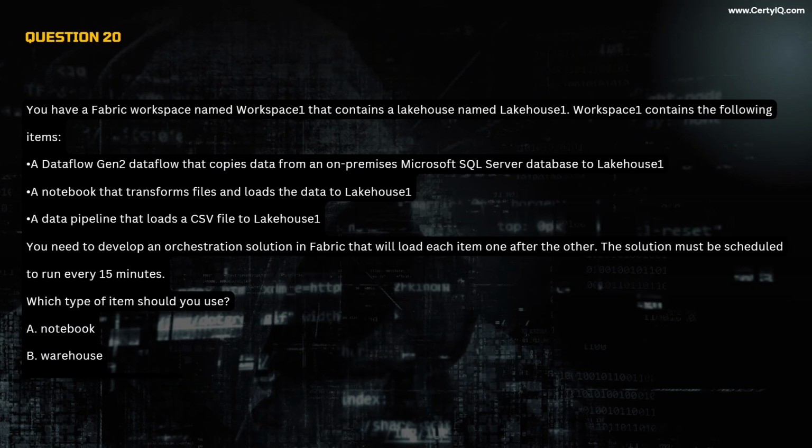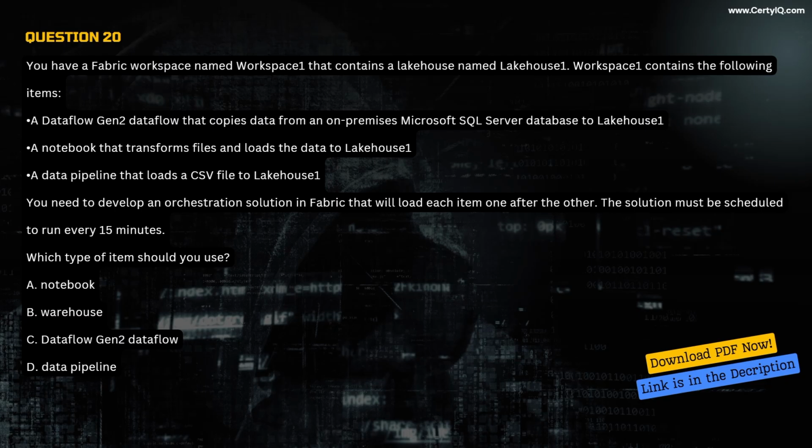Question 20. You have a Fabric workspace named Workspace 1 that contains a lakehouse named Lakehouse 1. Workspace 1 contains the following items: a Dataflow Gen 2 dataflow that copies data from an on-premises Microsoft SQL Server database to Lakehouse 1, a notebook that transforms files and loads the data to Lakehouse 1, and a data pipeline that loads a CSV file to Lakehouse 1. You need to develop an orchestration solution in Fabric that will load each item one after the other. The solution must be scheduled to run every 15 minutes. Which type of item should you use?